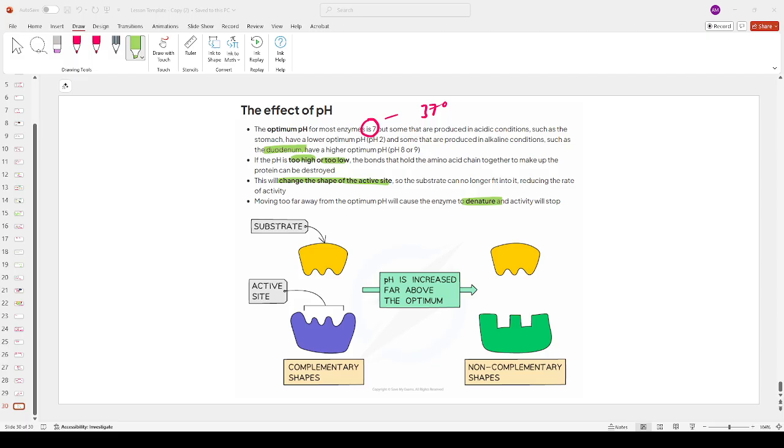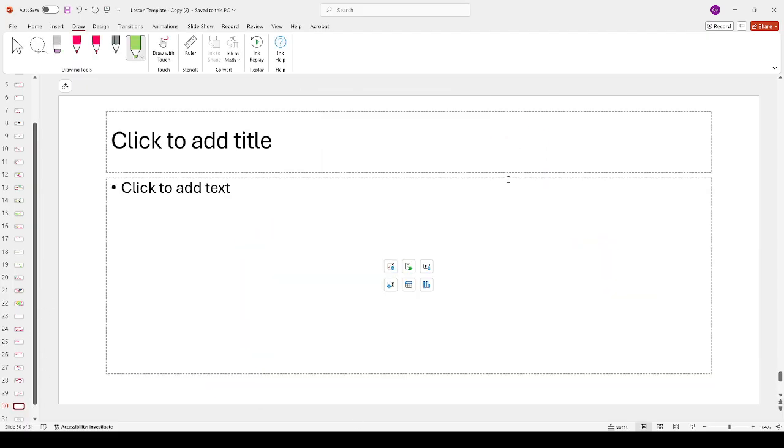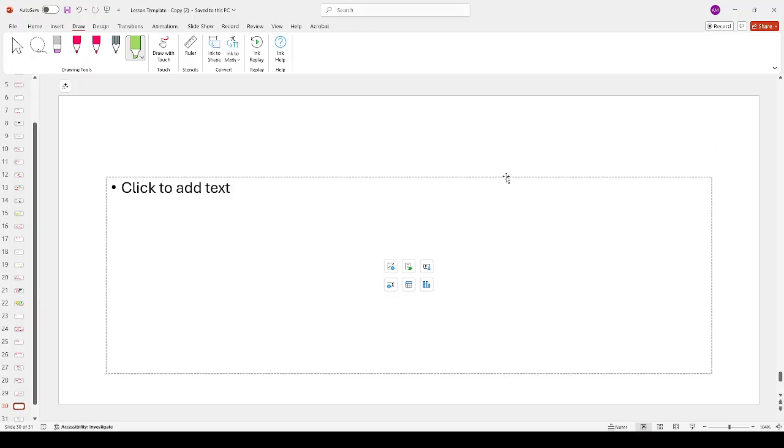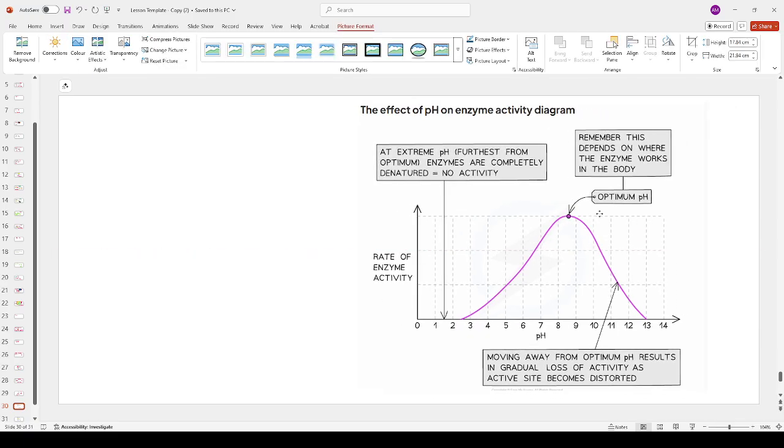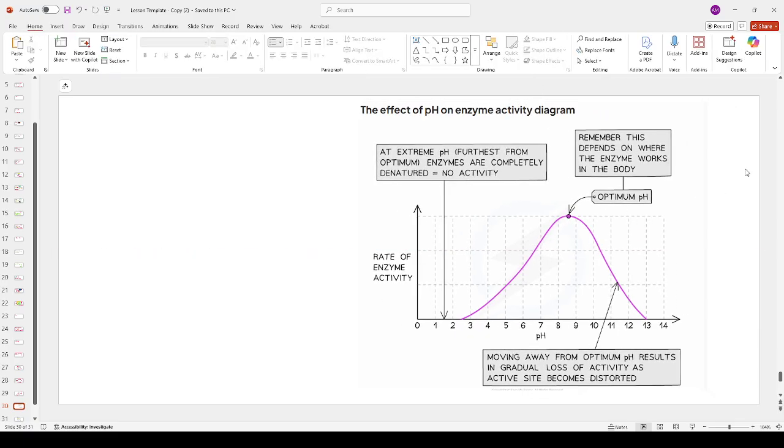Is the graph different for pH? Reduced activity, as in they won't be doing their job. It's similar. It's not exactly the same. Because with temperature it has a peak and then it drops, whereas with this, it drops gradually. So at pH that's extreme, which is furthest from the optimum, it's not doing any work here. And then it slowly increases.